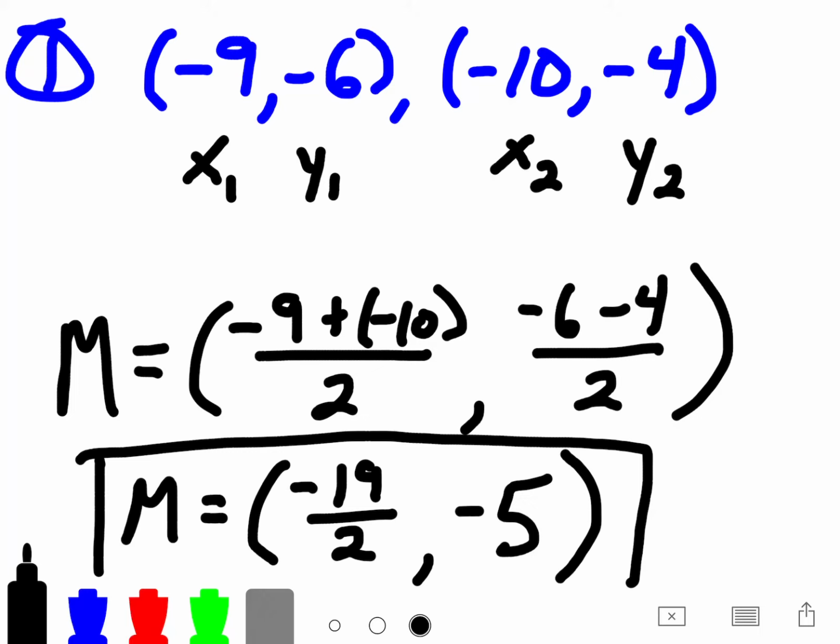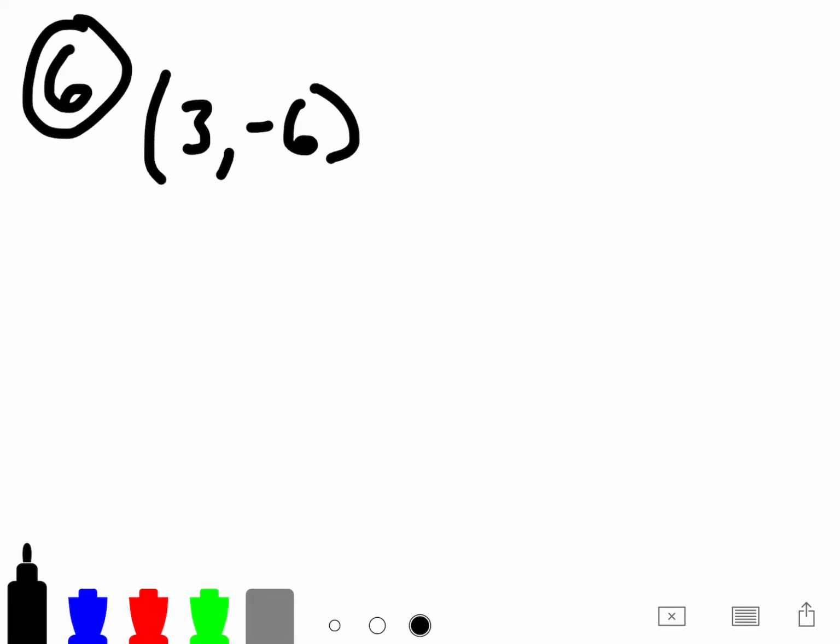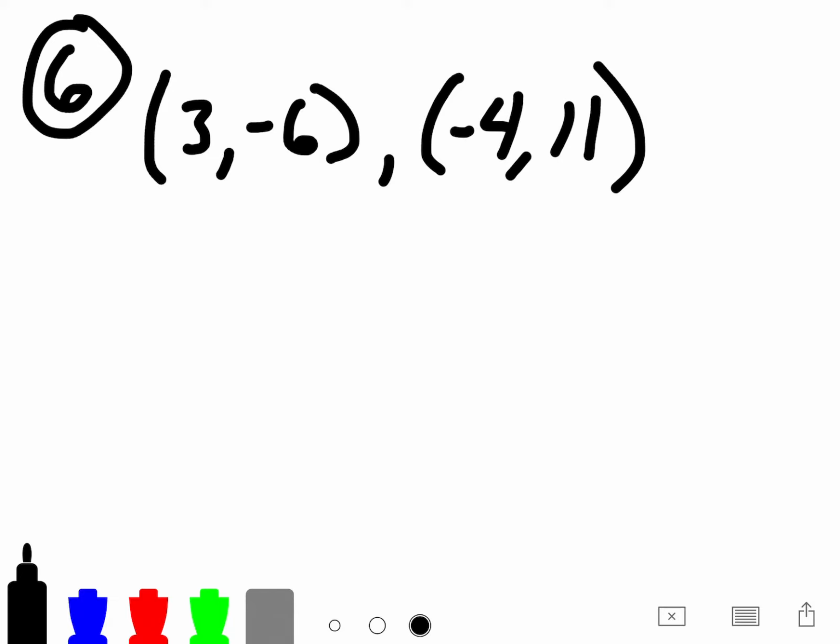Now it's kind of tricky the first couple of times you do it, but once you get used to it, it's not so bad. So let's go ahead and do one more. This time I'm going to skip down to number 6, just because. So let's go ahead and try number 6. Our points are 3, -6, and -4, 11. And they want us to find the midpoint.